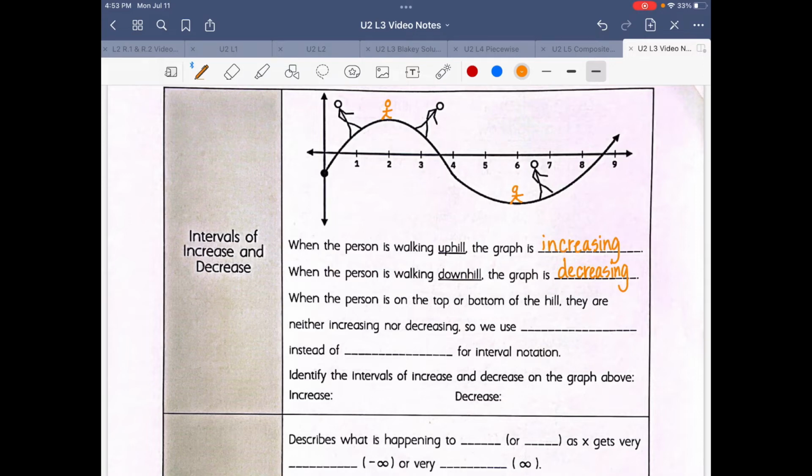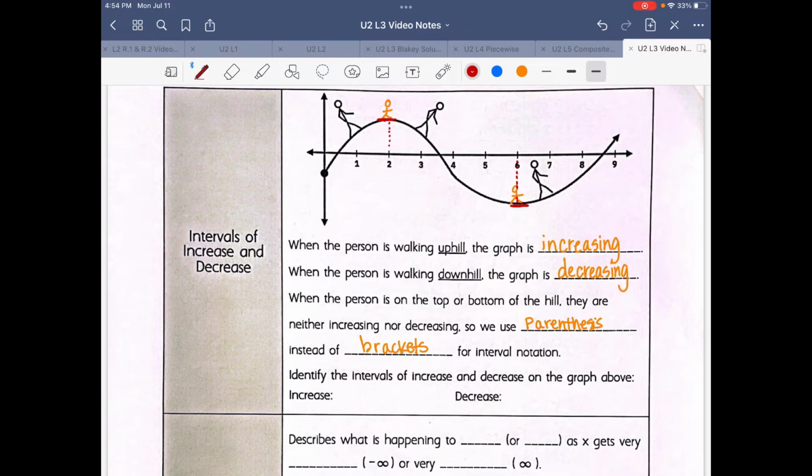So we use parentheses instead of brackets for interval notation. So we want to look at this graph right here, and we want to identify the intervals of increase and decrease on the graph above. So I'm going to go right here. This at 2 is where they're not increasing or decreasing anymore. And then I'm going to come over here, and at 6, that's the bottom of the hill, and they're not increasing or decreasing anymore.